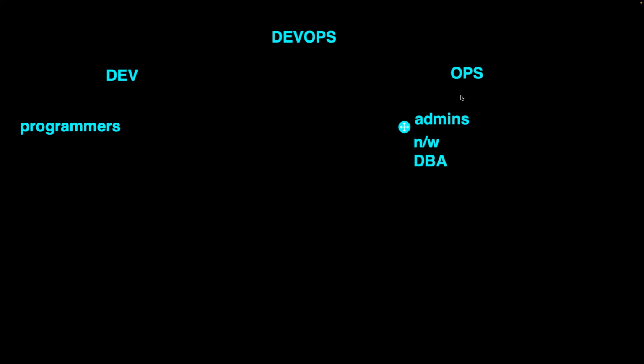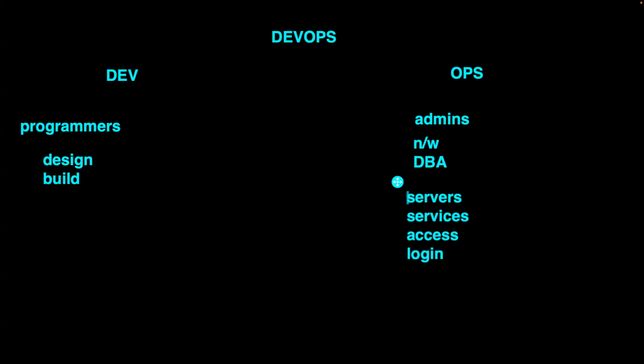Operations tasks. And the task of developers or programmers is to write the code. They work in designing the application, they work in building the application, and so on, right? And here ops teams work for managing the servers, right? Managing the services running on those servers. They work for access, logins, and so on. So I'm just trying to briefly detail what a development team and ops team does.